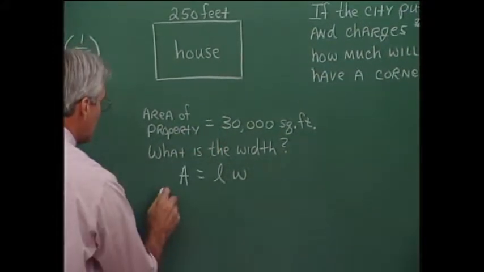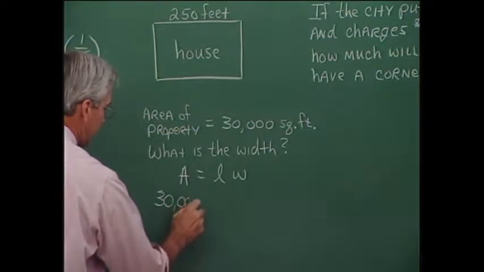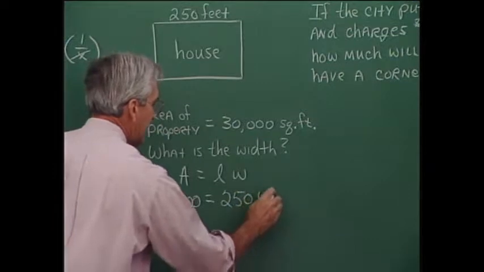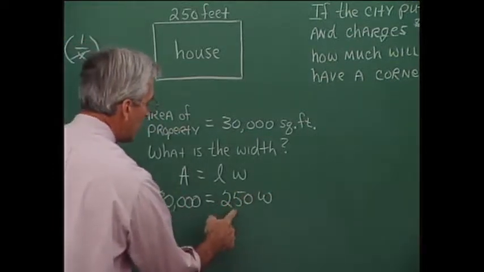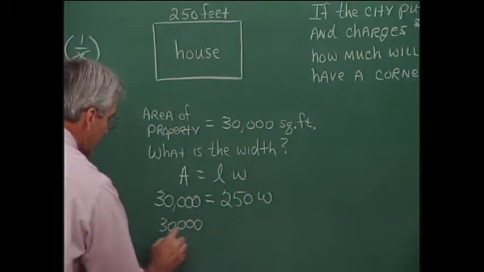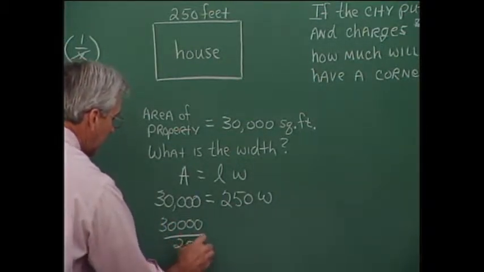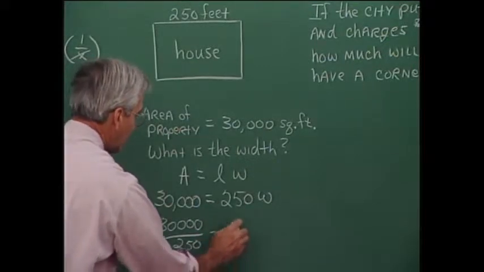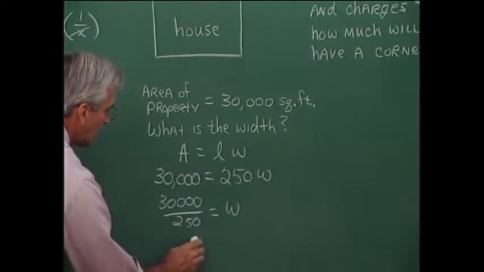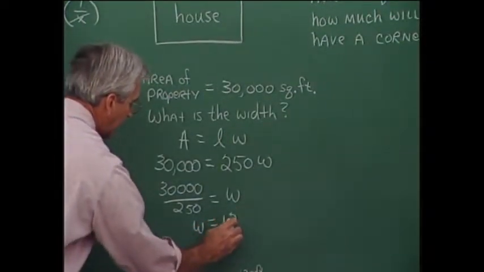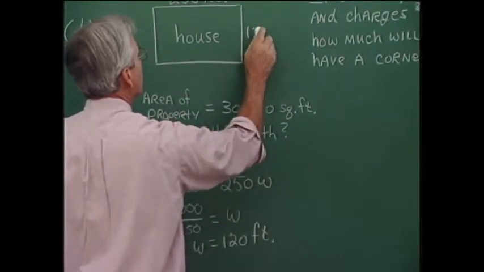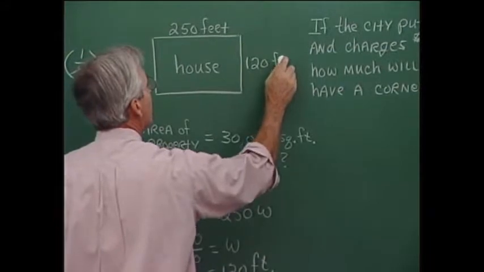Area we know to be 30,000. Length we know to be 250. And now we're solving for W. To isolate W, we divide on both sides by 250. So we have 30,000 divided by 250 on the left, and on the right, the 250s cancel, and we're left with W. Here, when we divide, we find that quotient to be 120. So the width then is 120 feet. And we can then put 120 feet here.